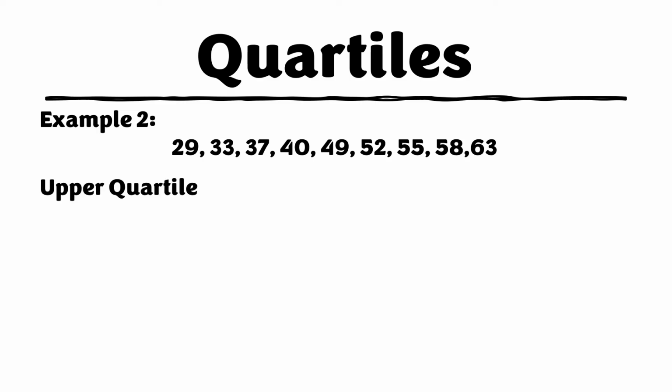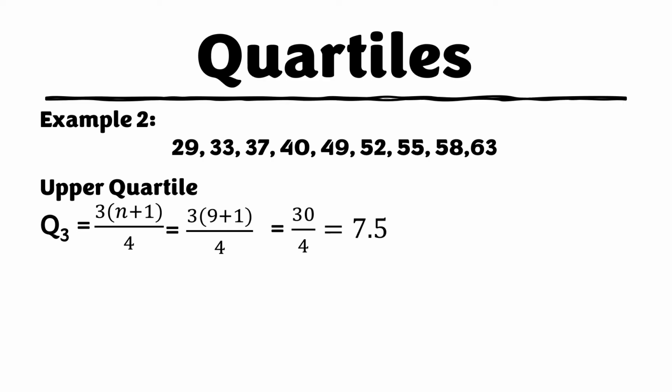Next we're going to solve for the upper quartile. That is Q sub 3 is equal to 3 times the quantity of n plus 1 all over 4. So we're going to substitute the value of n, which is 9. So we have 3 times the quantity of 9 plus 1 all over 4. 9 plus 1 is equal to 10, and then times 3 is equal to 30 over 4. So 30 divided by 4 is equal to 7.5. And since the value of Q sub 3 is not a whole number, again we're going to use linear interpolation.